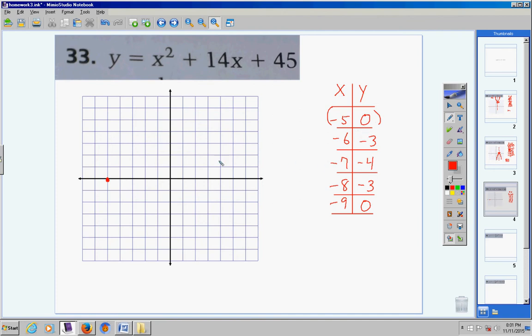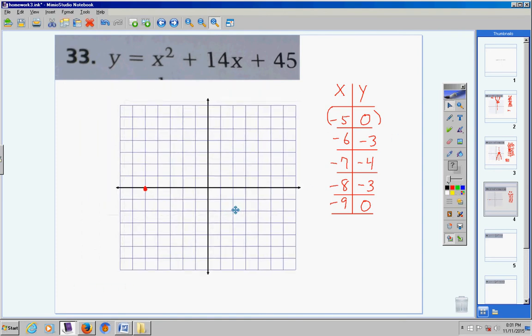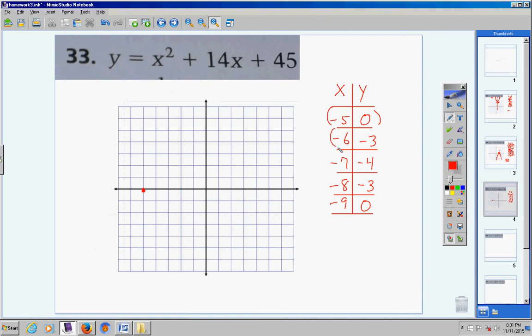My next ordered pair is negative 6, negative 3. So negative 6, negative 3. I think I'm going to have to move this over just a little bit so I have room to work here. My next ordered pair is negative 7, negative 4.